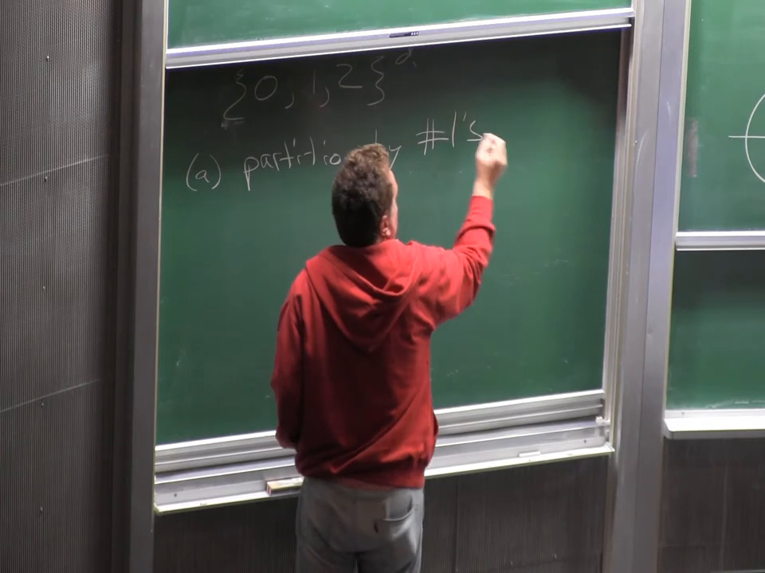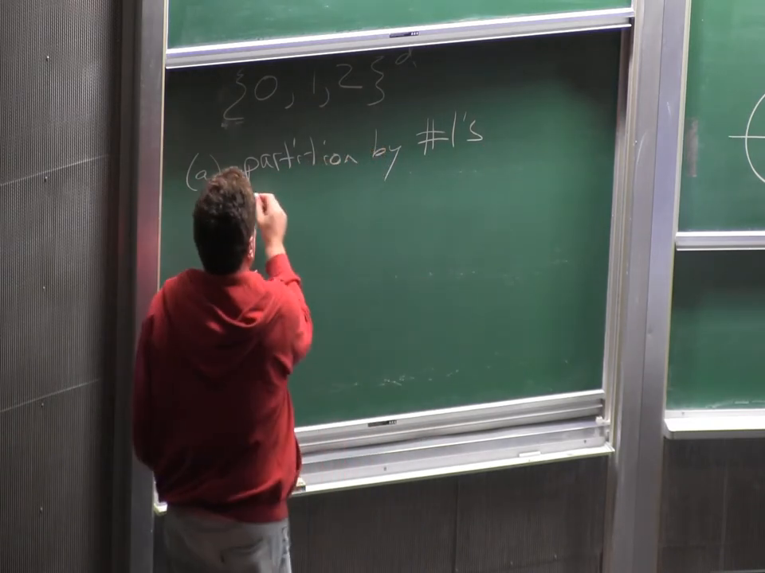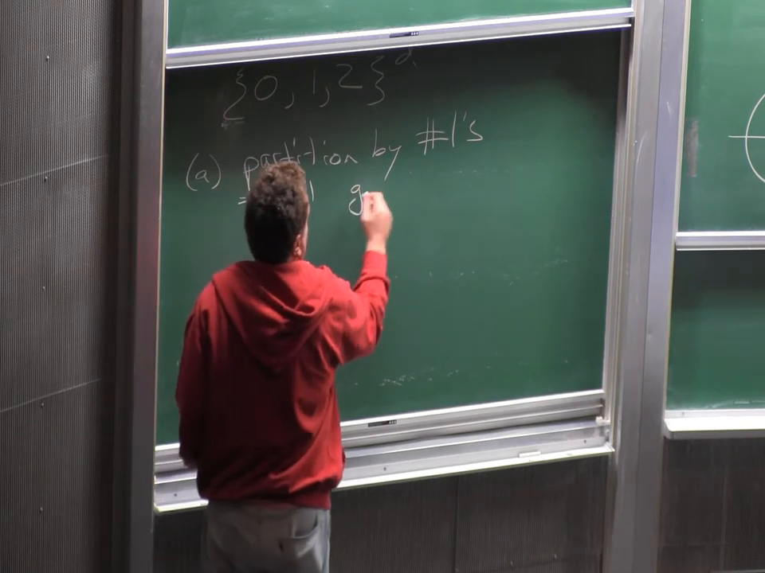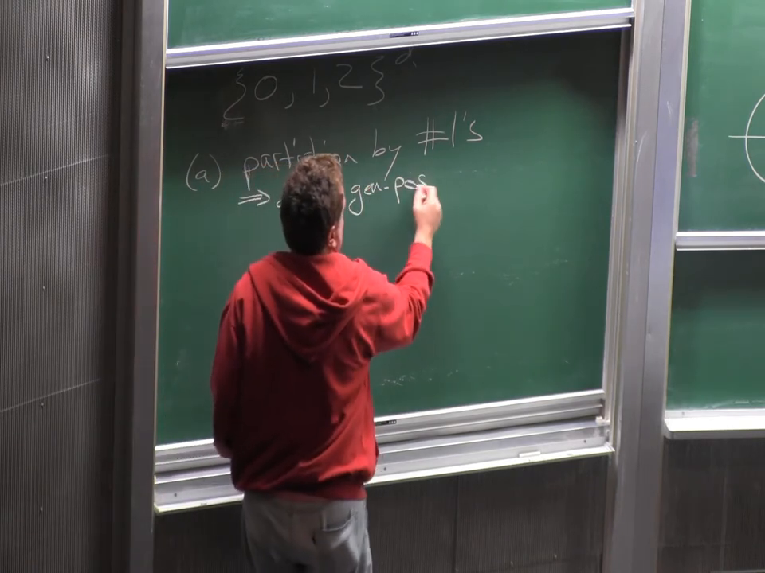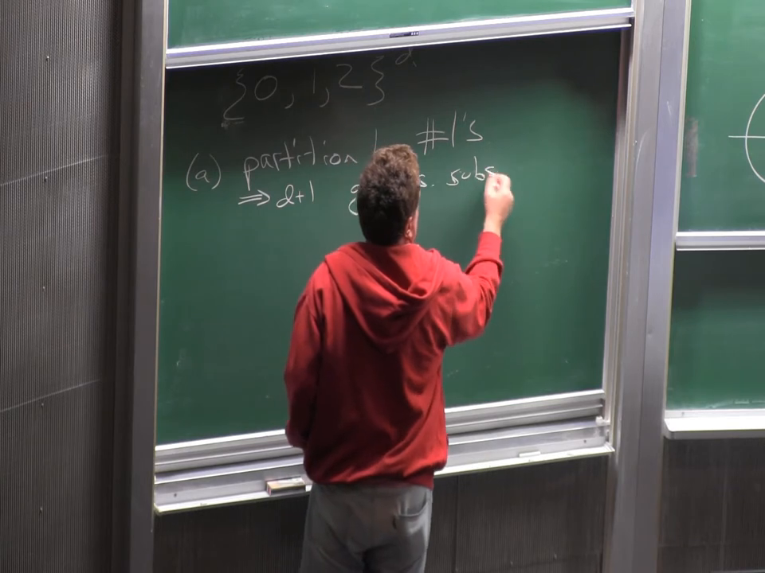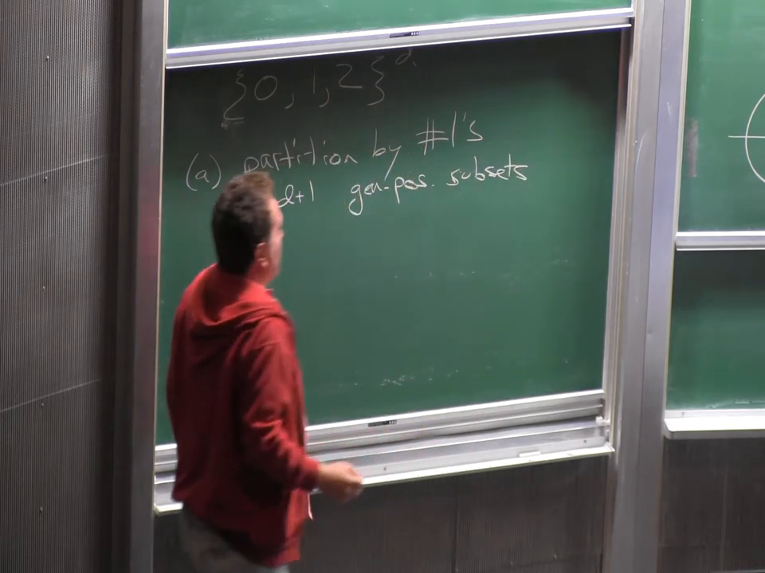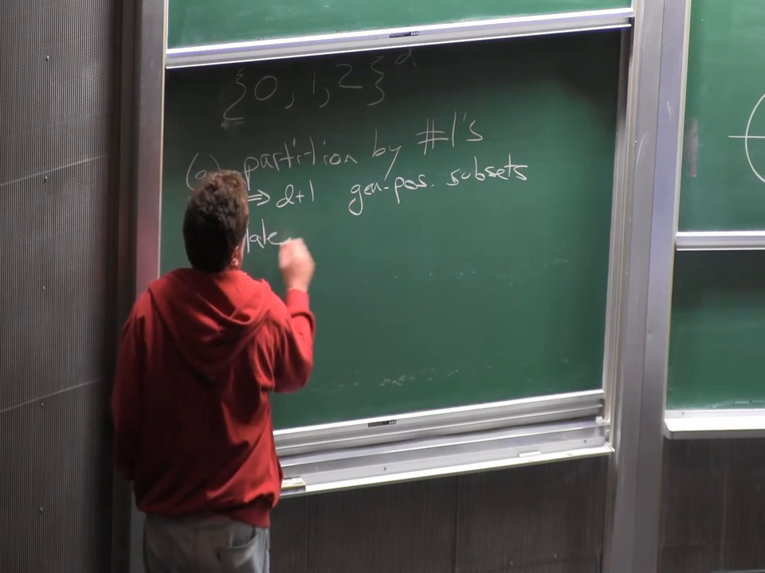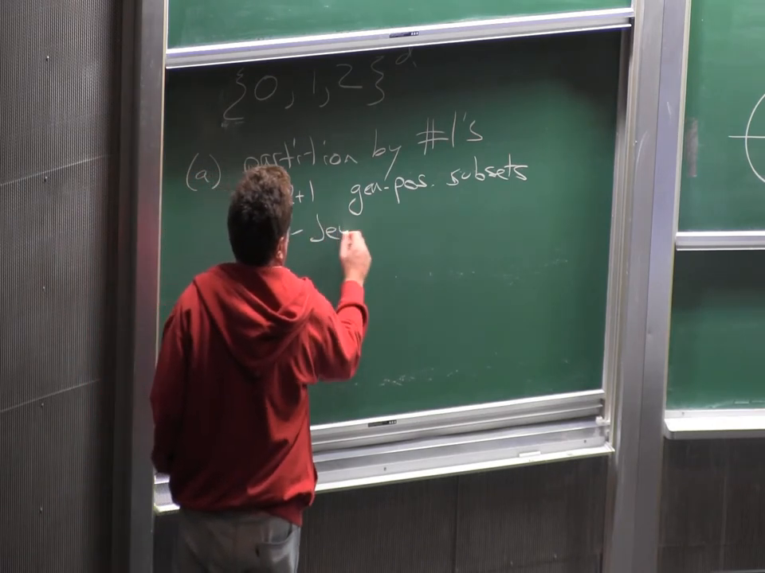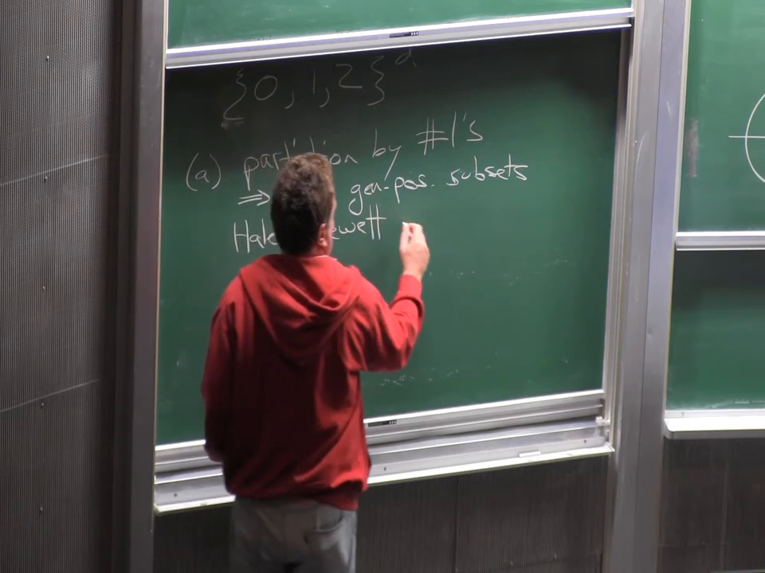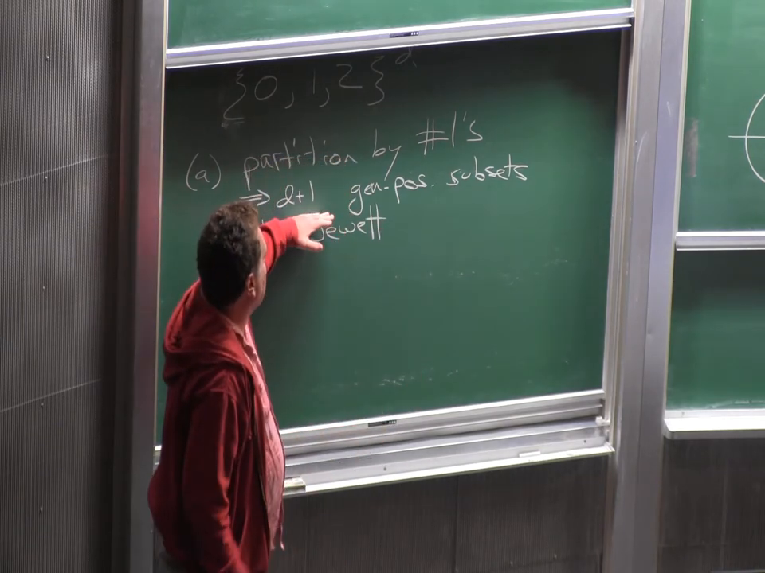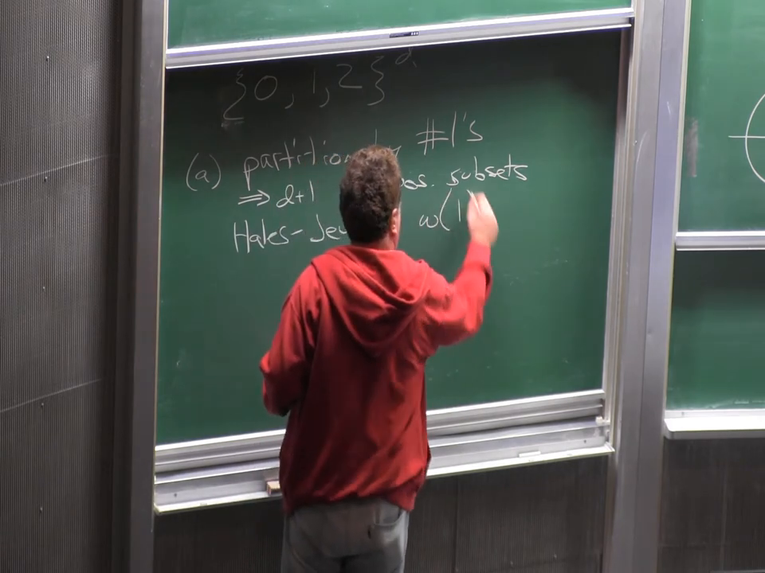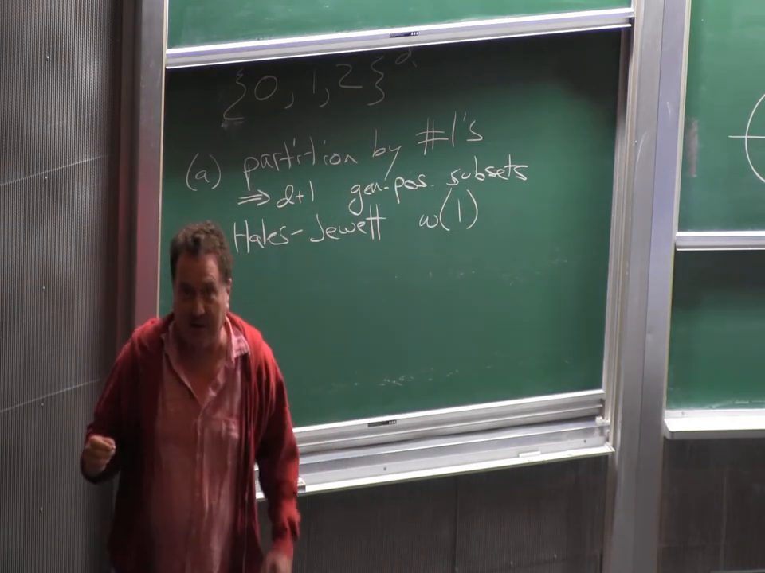Of one coordinates, that gives us D plus one general position subsets. On the other hand, the Hales-Jewett theorem says that if we want a partition with general position subsets, we need something very tiny.